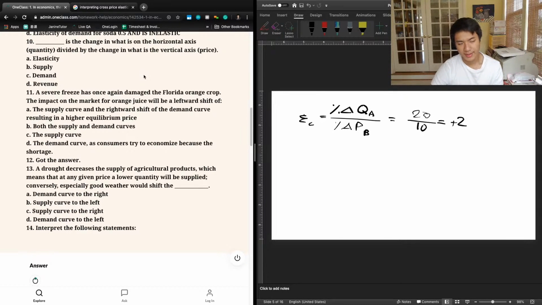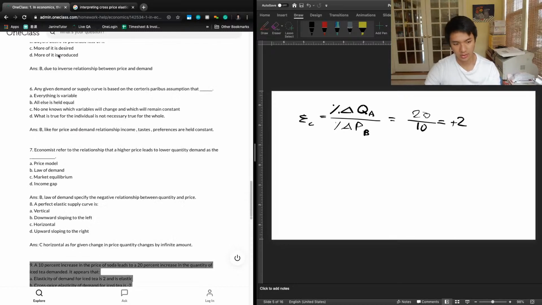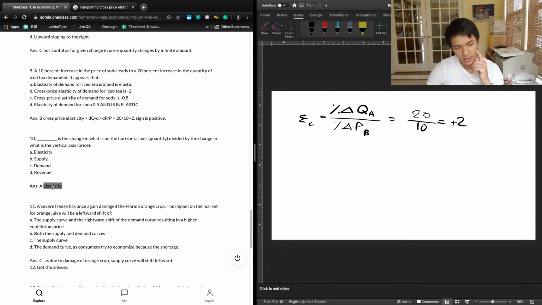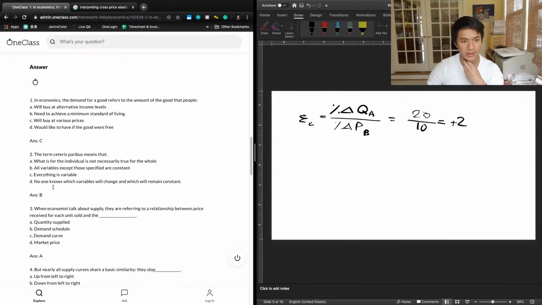Blank is the change in what is on the horizontal axis, quantity, divided by the change in what is on the vertical axis, or price. We just went over this general concept: percentage change in quantity divided by percentage change in price is the general format for the elasticity equation. So elasticity is going to be the correct answer here. Remember, it's percentage change. And so A is going to be the correct answer here. Let's take a look at the previous tutor's answer. They also chose A, elasticity, and so we can move on to question 11.